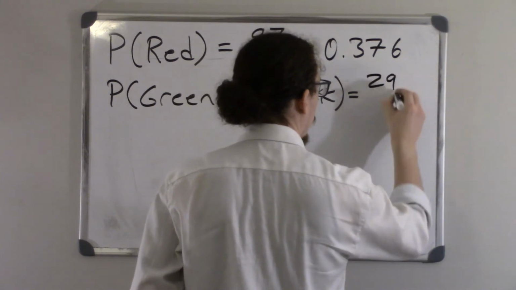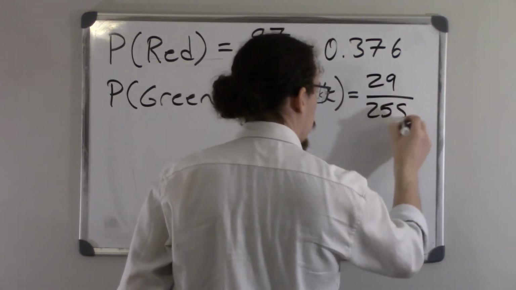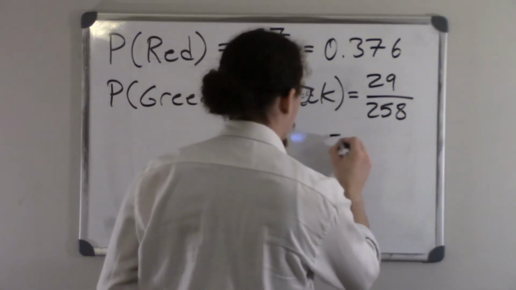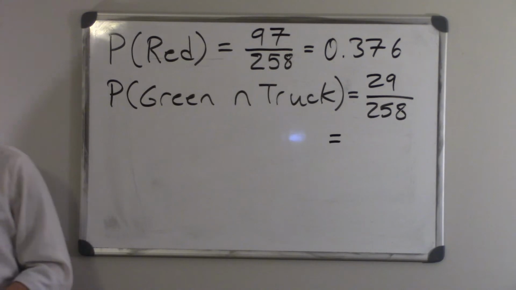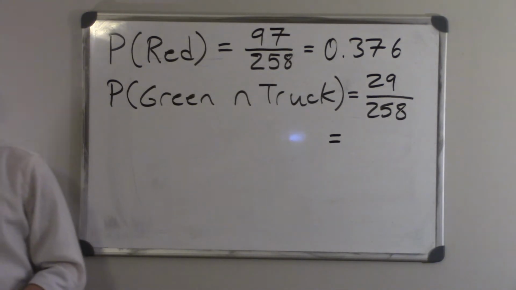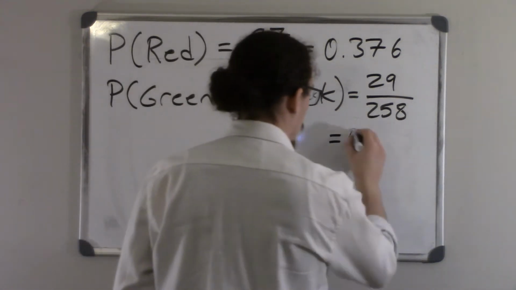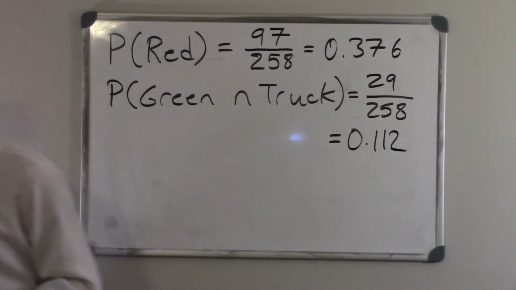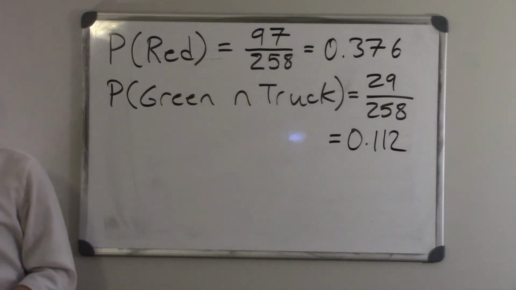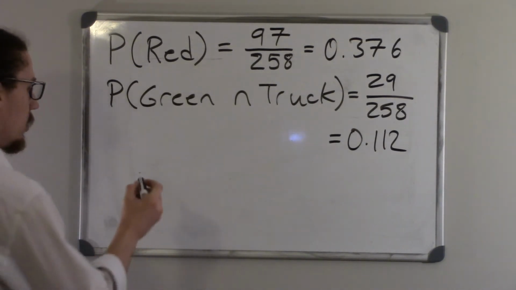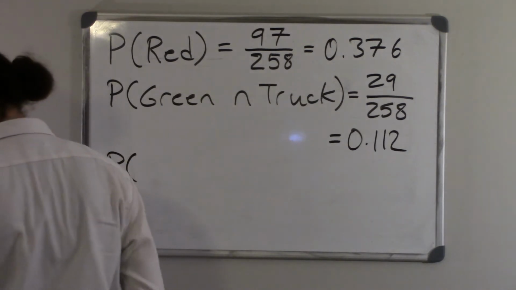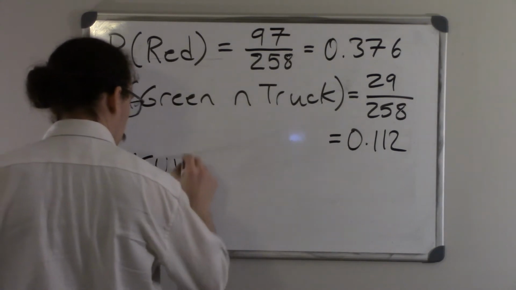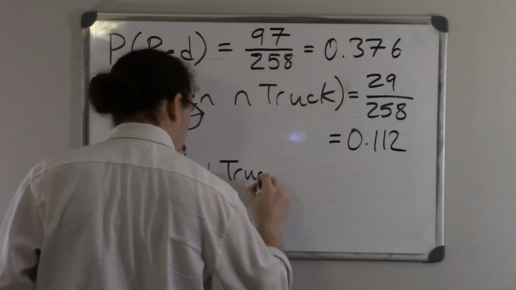So there are 29 green trucks, and this is out of the entire sample, the entire sample space. So 29 divided by 258, that is going to give us a probability of 0.112. Next we'll do, what's the probability of seeing a SUV, a truck, or both?